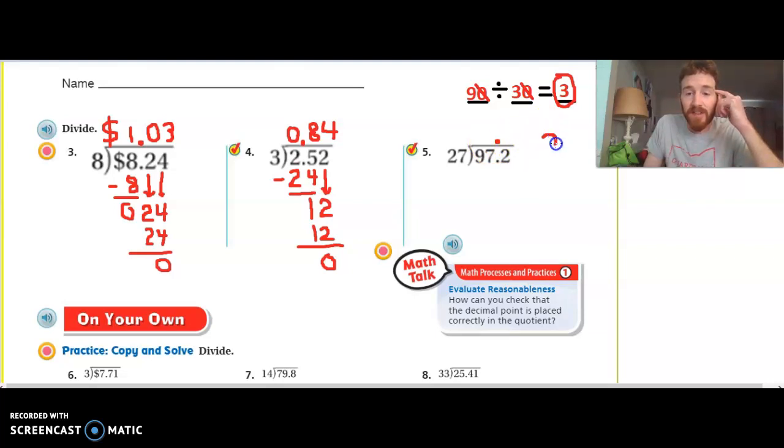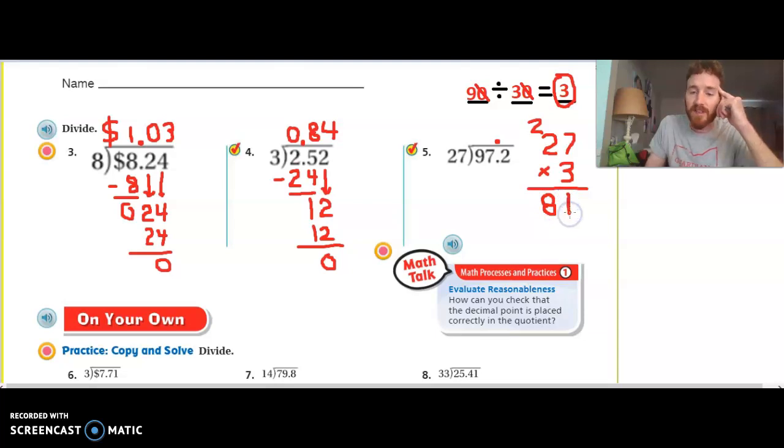So if I try to do 27 times 3 off to the side, maybe I'm thinking, okay, my estimate tells me it's probably going to be around 3. So let me just check and see. 7 times 3 is 21. 3 times 2 is 6, plus 1 more is, or sorry, plus 2 more is going to be 8. So 27 times 3 is 81.